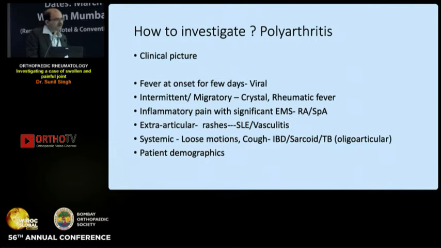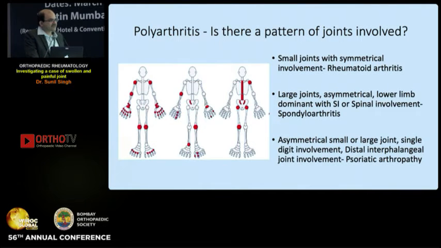So how do we go about investigating? It's the clinical picture that is very important in a case of polyarthritis. It starts from the patient demographics, onset of fever, the nature of joint pains, and is there anything else happening at extra-articular sites like the skin. One can also lay emphasis on the systemic manifestations. Sometimes the clues are there, for example, loose motions in a patient of inflammatory bowel disease. The site of pain and the pattern of joint involvement is going to help you ask the relevant test.